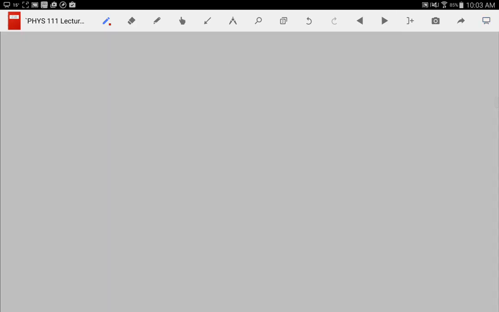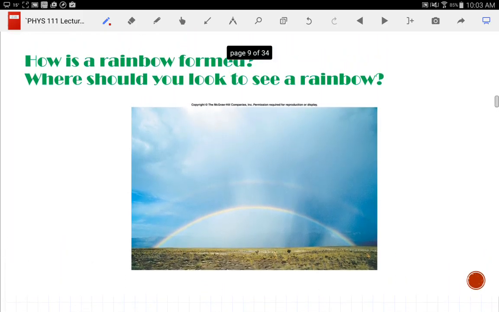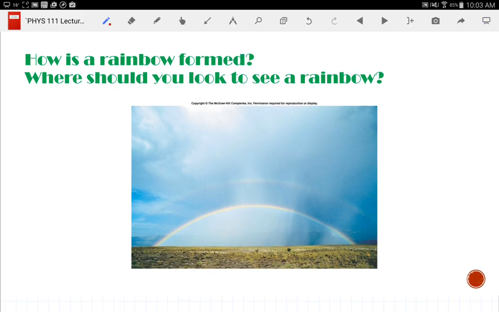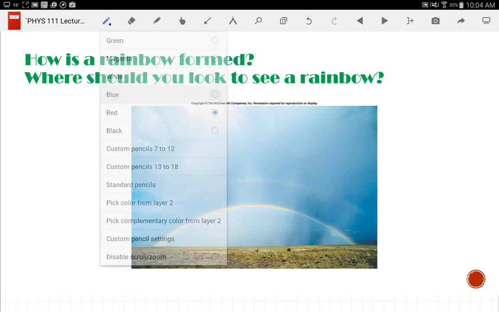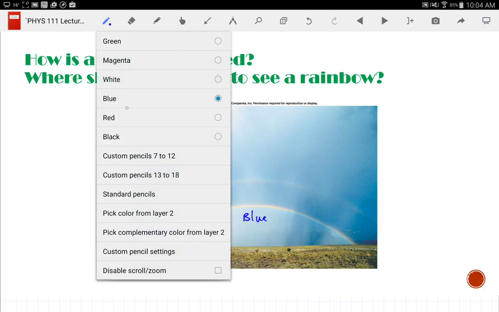Now, a couple days ago, we had some really cool rainbows. Here's a picture of a really cool rainbow. When you look at this rainbow, what do you see? Turn the lights off so maybe it stands out a little better. You see the rainbow down here. We call that the first order bow, the first order rainbow. And in that first order rainbow, what color is at the bottom? Okay, so we have blue at the bottom. And what color is at the top? Red.